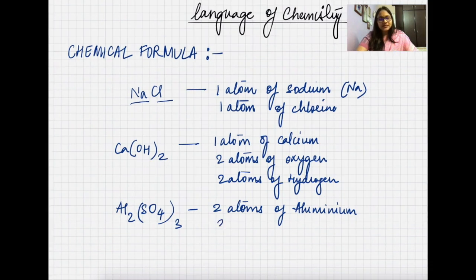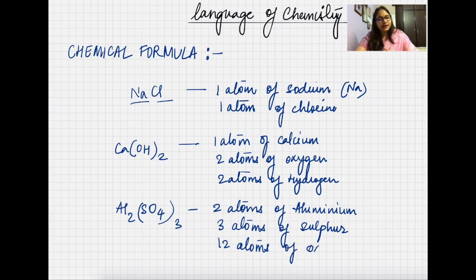Then I will take the oxygen atom. How many oxygen atoms are there? 4. At the base of oxygen there is the number 4. Now I will multiply 4 with 3 and write 4 into 3, 12 atoms of oxygen.